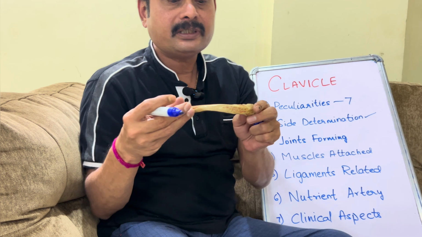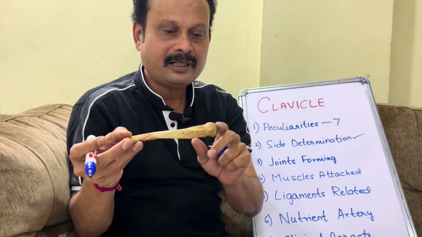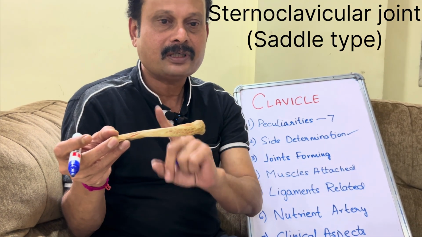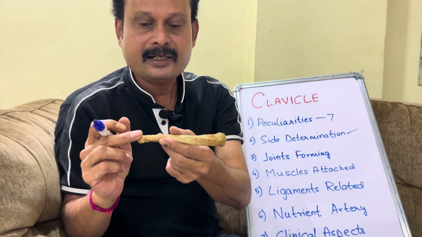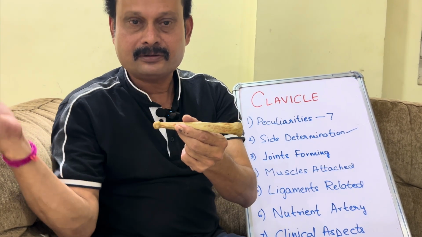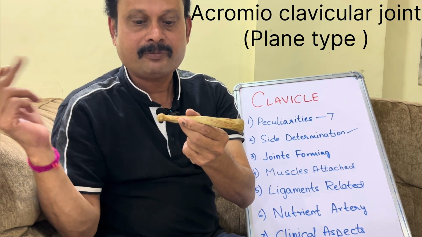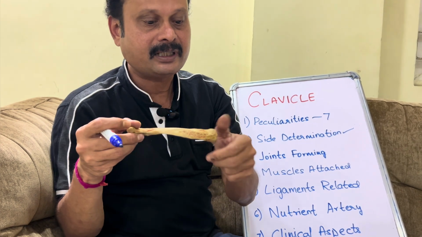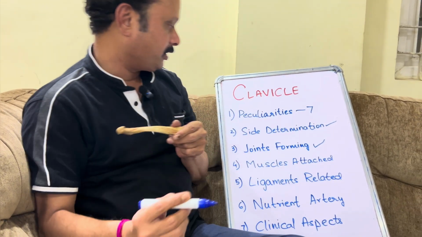Now coming to the joints it is making. It definitely has two ends, so it should make two joints. The medial end articulates with the clavicular notch of the sternum to form the sternoclavicular joint, a saddle type of synovial joint. The lateral end is flattened, which is the acromial end, which articulates with the acromion process of the scapula to form the acromioclavicular joint, a plain type of synovial joint. This is saddle type, this is plain type. So the joints it is making, you came to know.